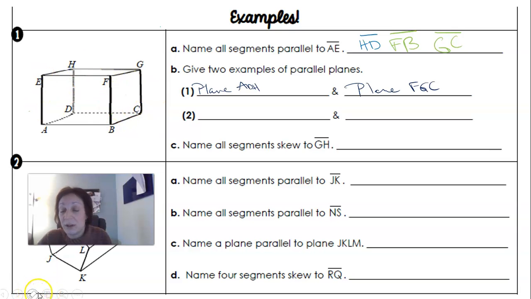Now it says 2 examples. We have more than 2 examples here. We'll go through all of them. Why not? You don't have anywhere to be, do you?